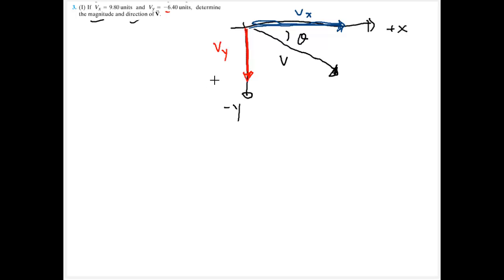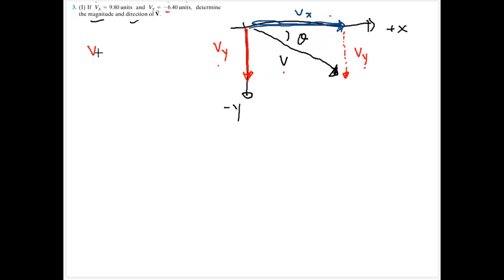So what I can do is take Vy, and I'll just move it over here, just like that, and I'll add these guys in the tail to tip method. So here I have, you can see here, a triangle with the x being that side, the y being right here, and the hypotenuse being v.